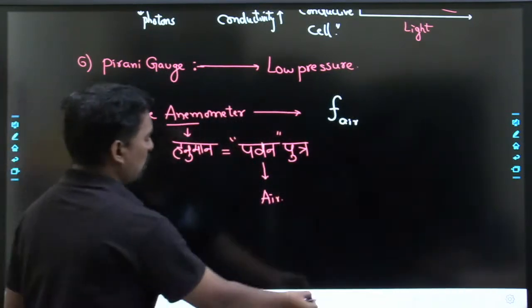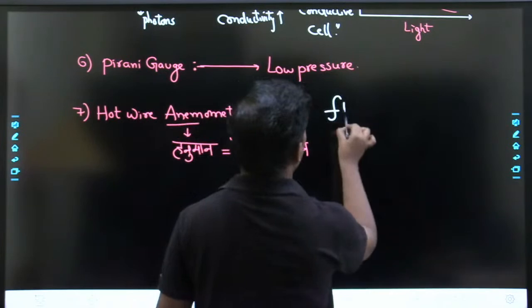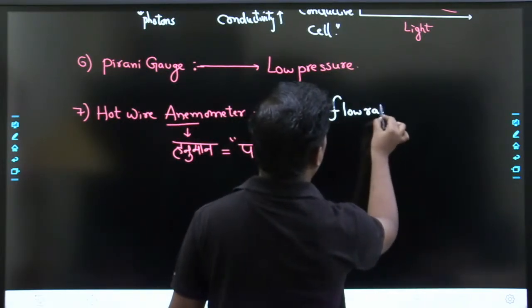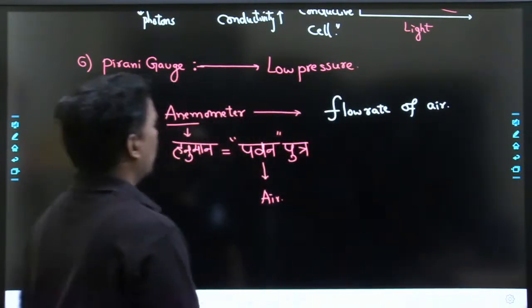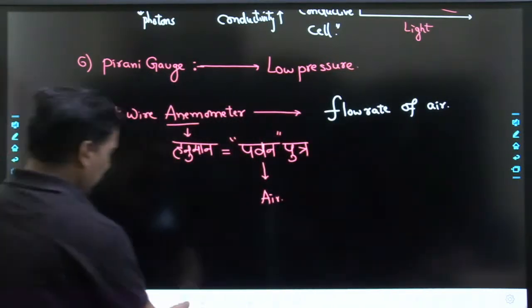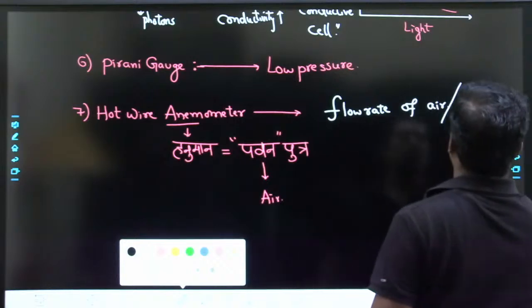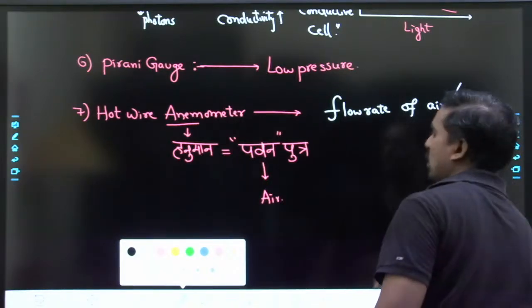This is the most important thing you have to understand. Why? Because some of the measurements are important with respect to non-electrical quantities also, like flow rate of air or gases. Do you understand, my dear students?